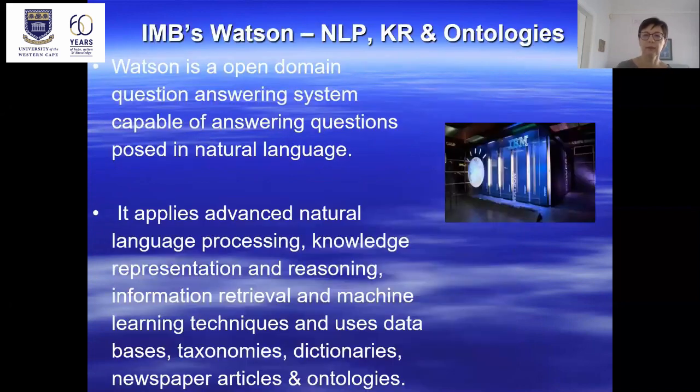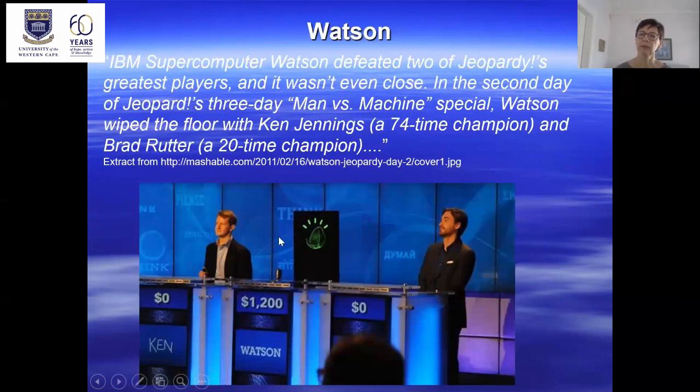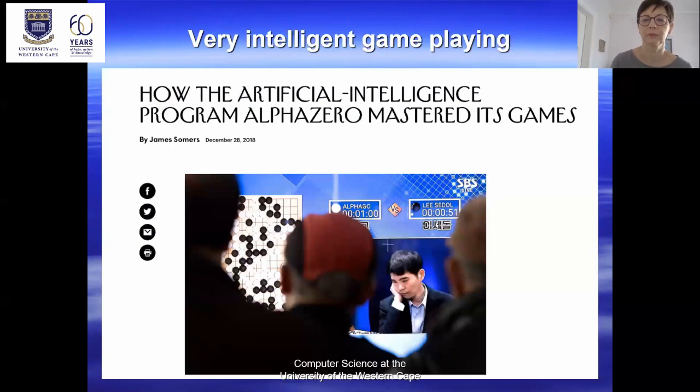So if we go back to the previous slide, you'll see that Watson is an open domain question answering system. So in this game, Jeopardy, the host gives the answer to some question, and the participants must actually phrase what the question is. And in this case, Watson was much better than the humans. It beat both the champions at that stage.